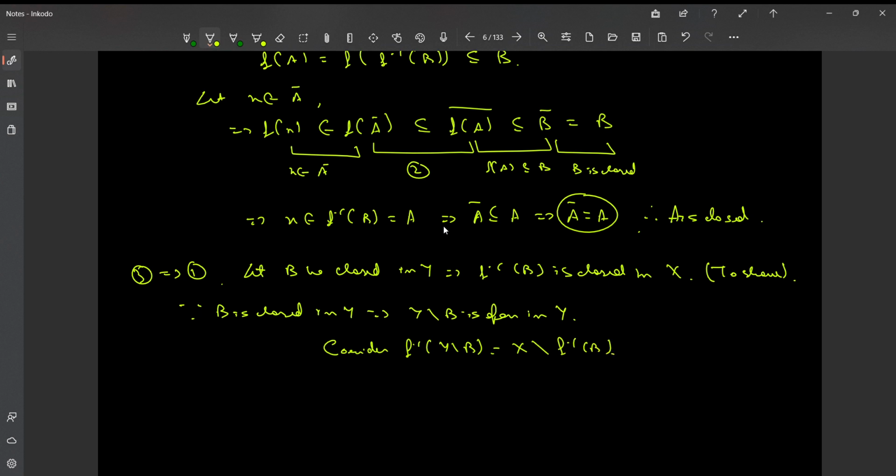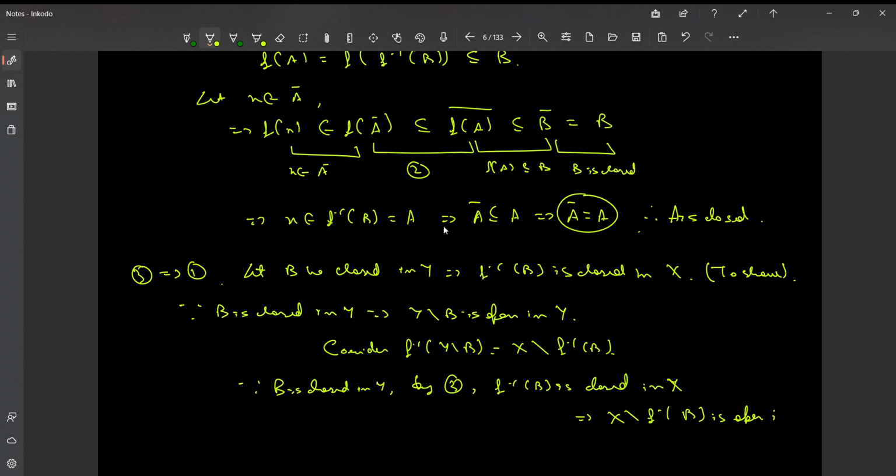Consider f inverse of Y minus B. F inverse of Y minus B is specifically X minus f inverse B, right? We need to show that this is open. Since B is closed in Y, by the third statement, f inverse B is closed in X. But that immediately implies that X minus f inverse B is open in X, right? And therefore, f is continuous.